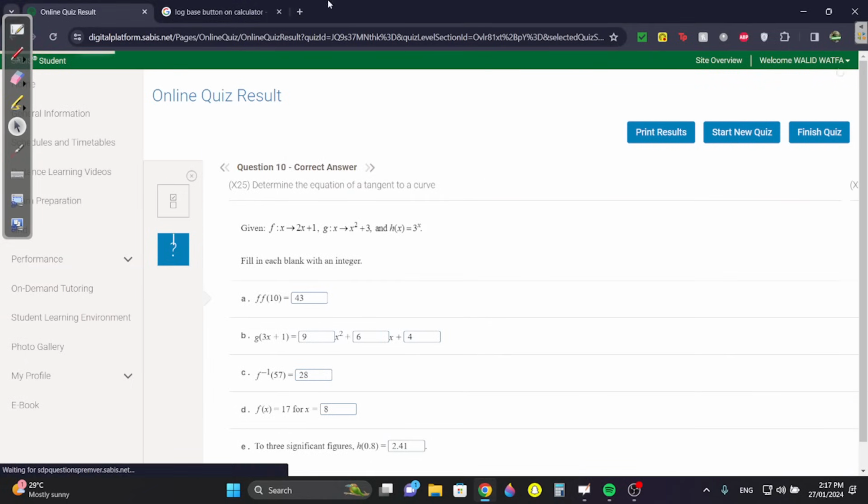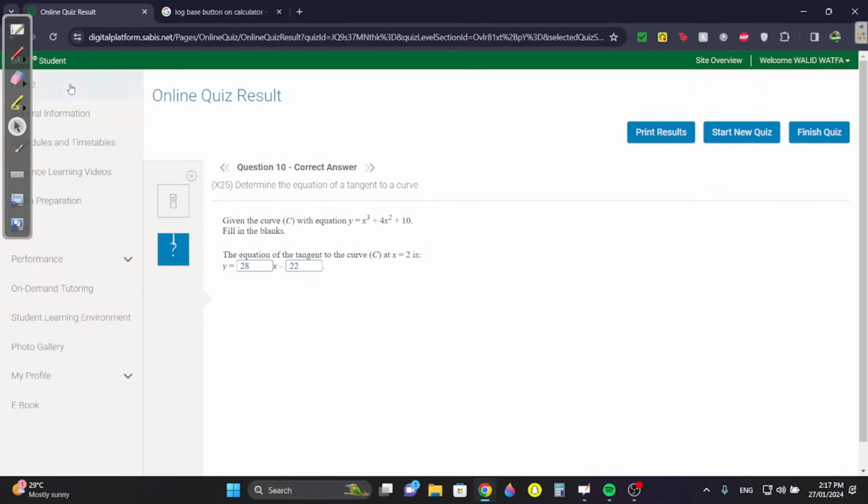Question 10. Okay, the tangent to the curve. I'm going to go through this quickly because it was in my week 2 recording. You can go back to that if you want the steps. But the first step, remember, is to find the point. So you plug in 2 to find the y. First step is to find your y.